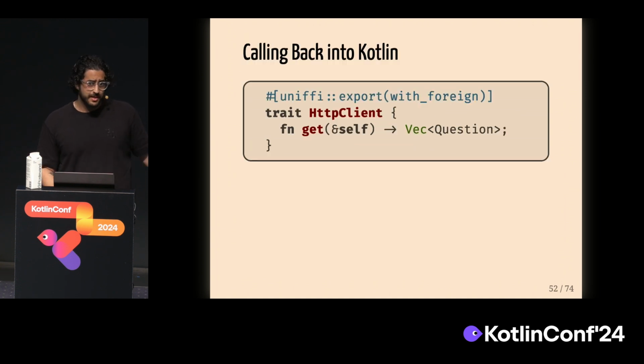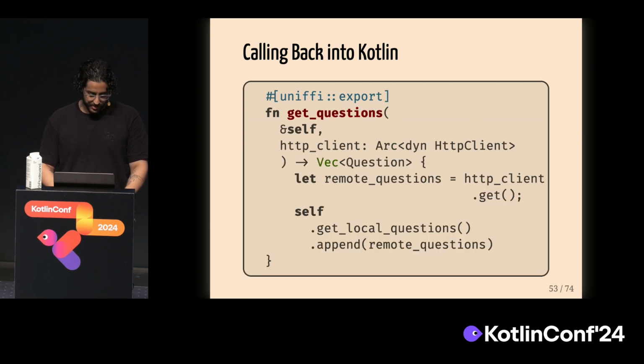Part of my title is calling back into Kotlin, and we have support for that as well in Uniffi. The way you do it is you have a trait. Traits in Rust are very similar to interfaces in Kotlin. They define behavior. You define a trait, and then you export it, and you say with foreign. In other words, Rust should expect that other consumers from the outside could implement this interface with their own implementations and pass it in. So in this case, for example, HTTP client with one function that gets questions. And then you can have this Rust function that accepts this over here.